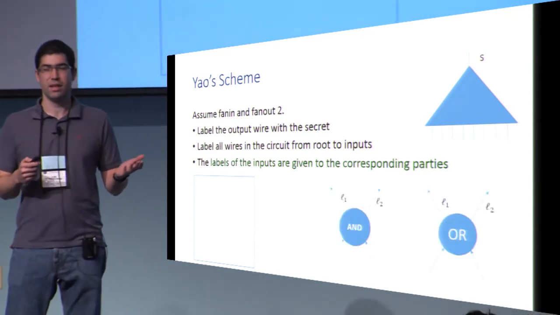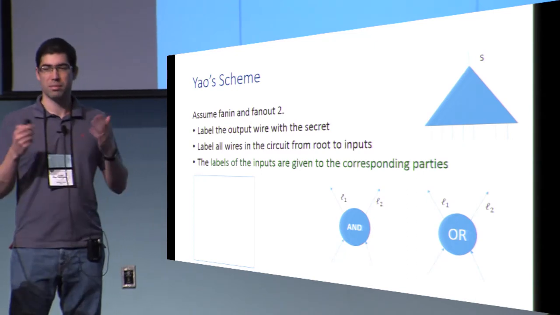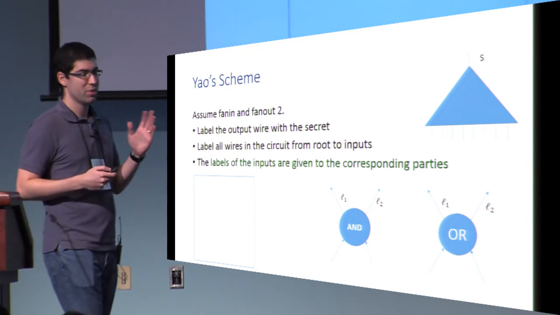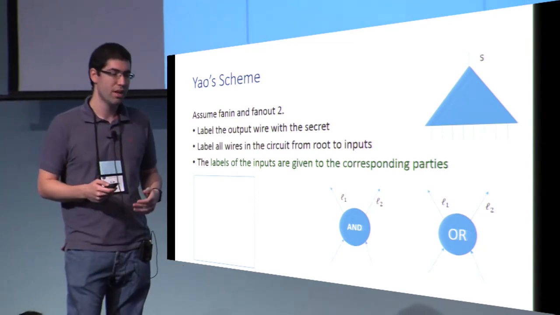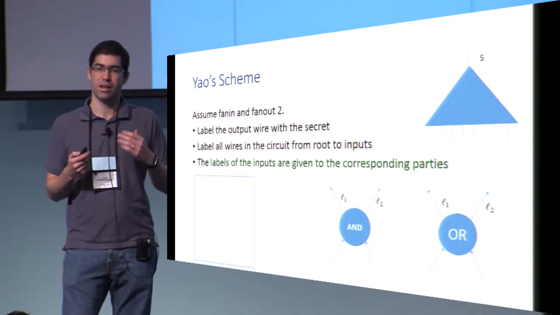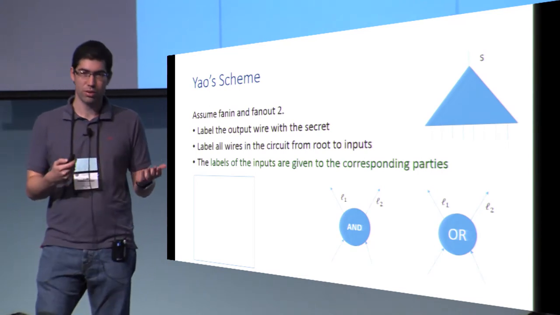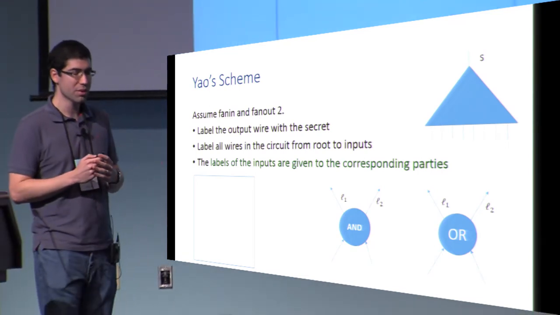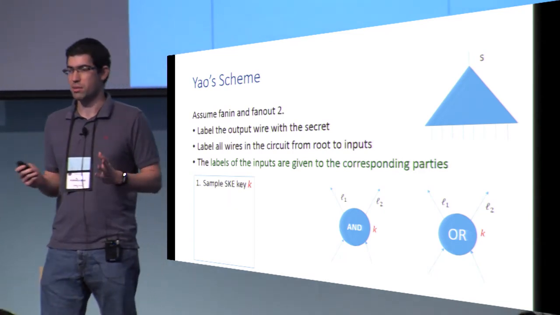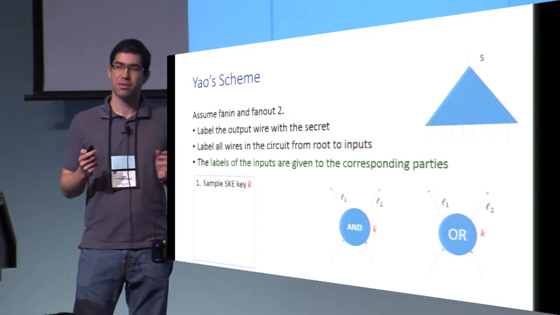And then we see either an OR gate or an AND gate. They might have multiple, like fan out larger than one and fan in larger than one. Let's assume both of them are just two. So let's say we see an AND gate in which the output wires are labeled with L1 and L2, or an OR gate with the same labels. The first thing we do, we sample a fresh encryption key for a symmetric key encryption, any one. And we associate this encryption key with the gate.